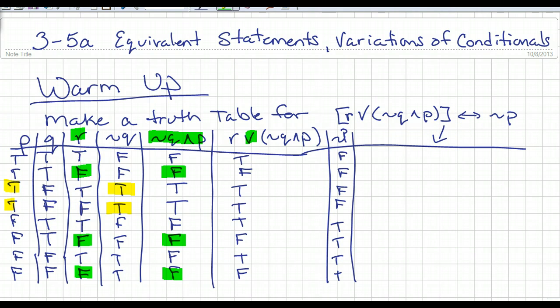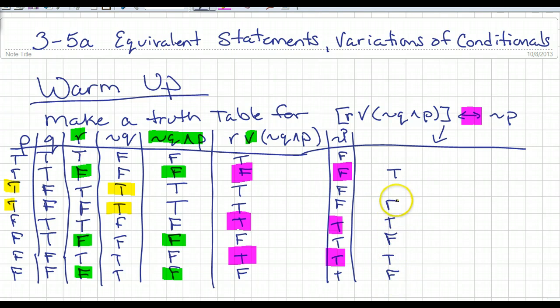Notice that it's an if and only if statement. So what am I looking for with that one? Two trues and two falses. So here's a true and a true, right here. False and false. So those will all be true. Everything else is a false. Ta-da. It wasn't quite so bad as it looked.